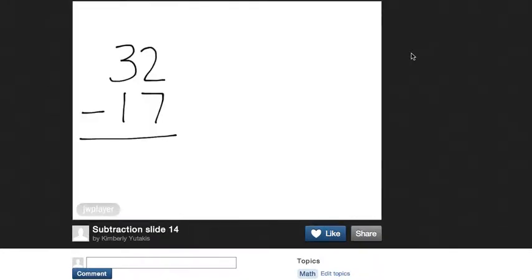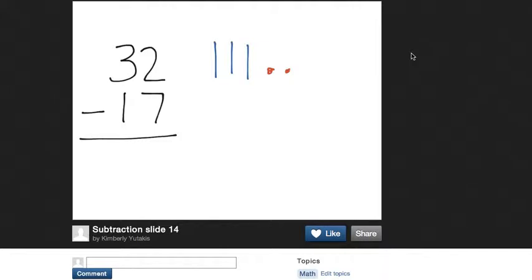Here we are going to see what we need to do when it is necessary for us to trade a 10 in for 10 cubes in order to work through our subtraction. So I'm going to start again by drawing my base 10 blocks, but this time remembering that I am only drawing the base 10 blocks that represent that top number. And then I'm going to be subtracting 17 from that set of 32 base 10 blocks.